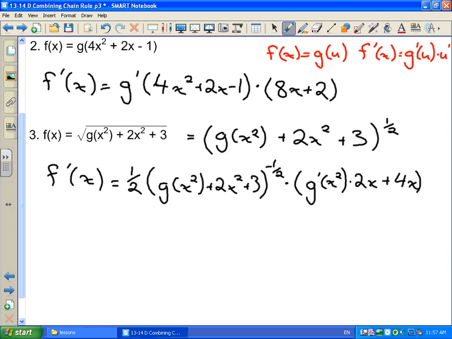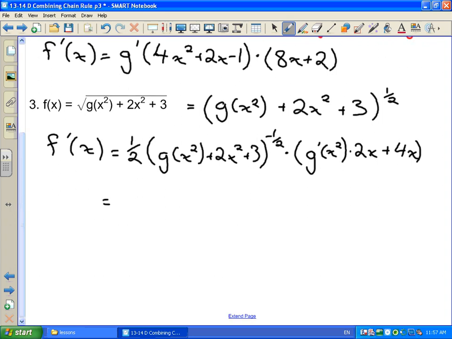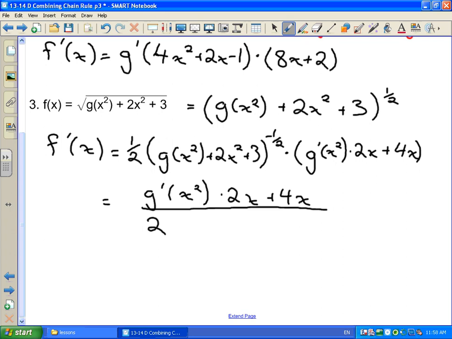Yeah, you're right. I could clean this up by doing, let's see. How could I clean this up? Okay, g primed at x squared is going to go on top times 2x plus 4x. And then down on the bottom, I'm going to have 2, and then the square root of g at x squared plus 2x squared plus 3.